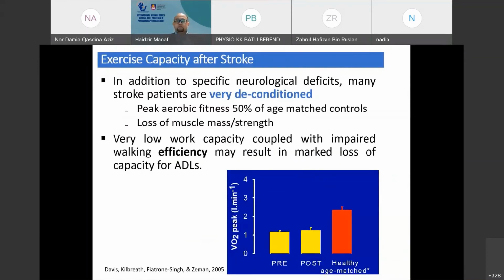Okay. The last component will be the exercise capacity after stroke. In addition to specific neurological deficits, many stroke survivors have very weak conditions due to the loss of muscle strength and loss of activity, and they become very deconditioned. Previous studies have shown that peak aerobic fitness is reduced by 50% as compared to age-matched controls. This very low work capacity coupled with impaired walking efficiency may result in marked loss of the capacity for activities of daily living.